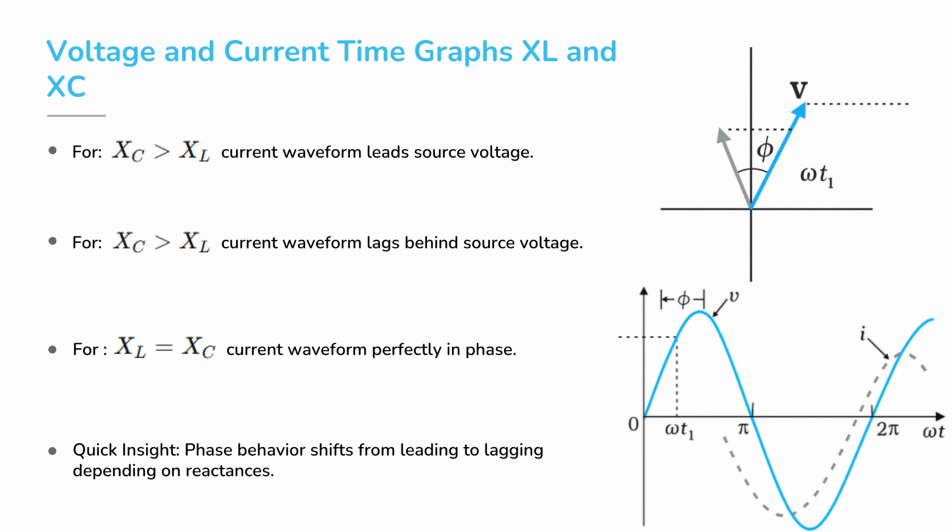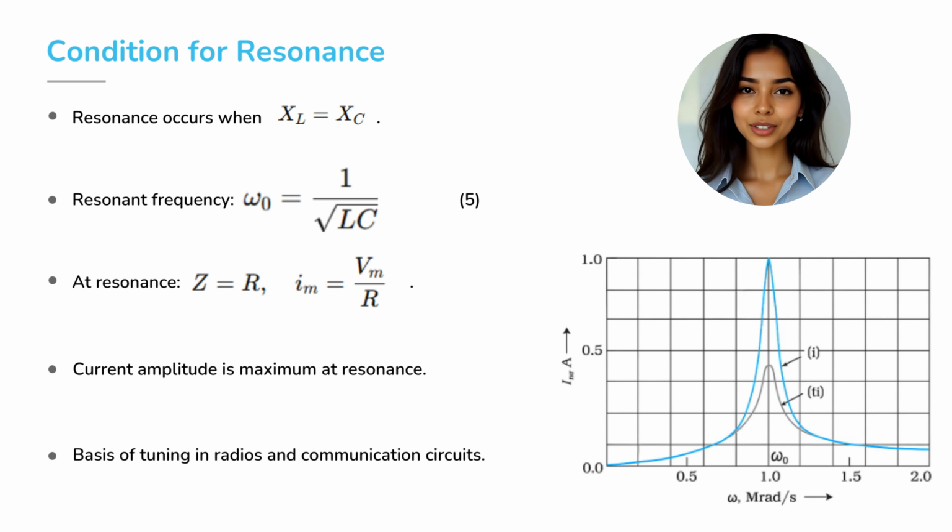and capacitive reactance changes. Students, let's move to one of the most fascinating phenomena in AC circuits: resonance. Resonance occurs when the inductive reactance, XL, becomes exactly equal to the capacitive reactance, XC. At this special condition, the two effects cancel each other, and the circuit behaves as if only the resistance is present. The resonant frequency is given by omega naught equals 1 divided by the square root of LC. This is the frequency at which resonance occurs.